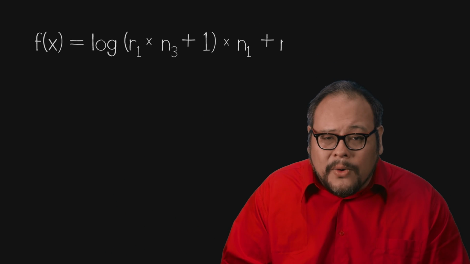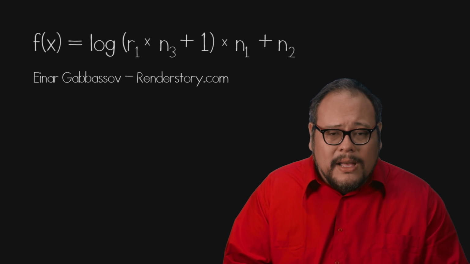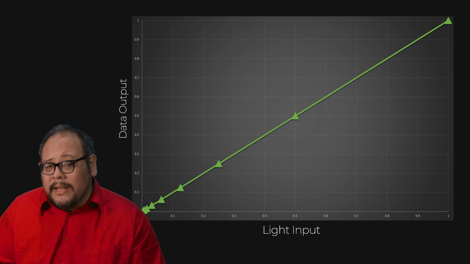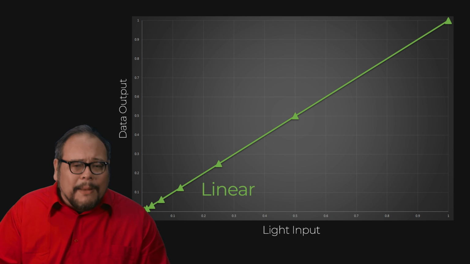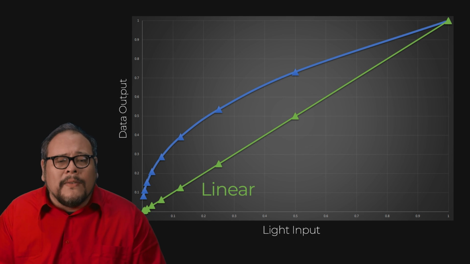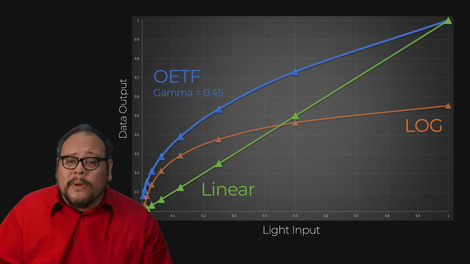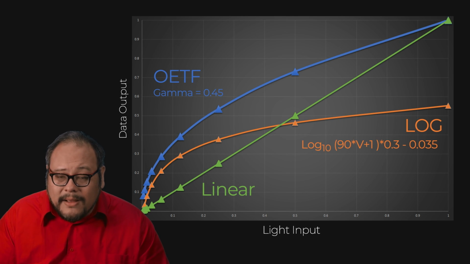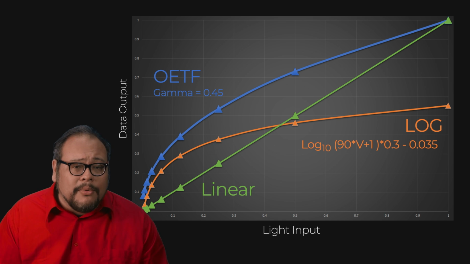Now I won't go through the math, but here's a formulation that Einar Gamasov of RenderStory came up with to match the kind of log curves out there. Back in Excel, here's a linear light curve with a notch on each stop of light. Here's the gamma curve with the encoding gamma of 0.45 applied. Now here's that linear curve with the following log function applied. That's not a real log formula, that's just one I came up with that shows some interesting properties.